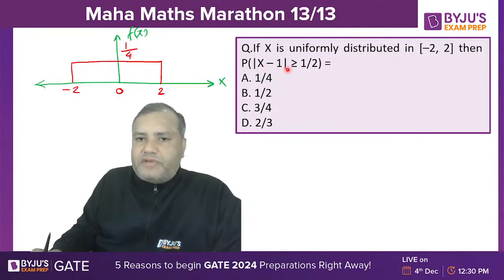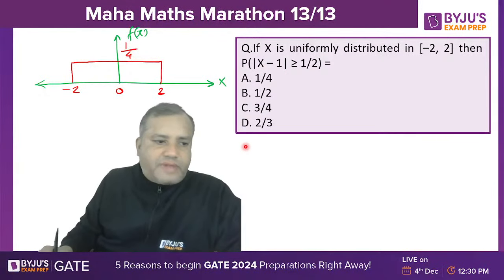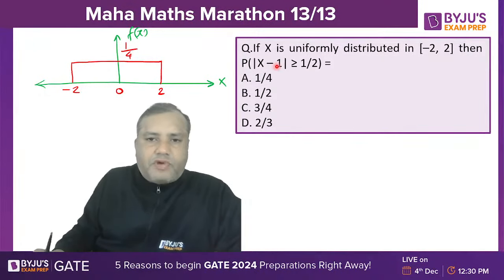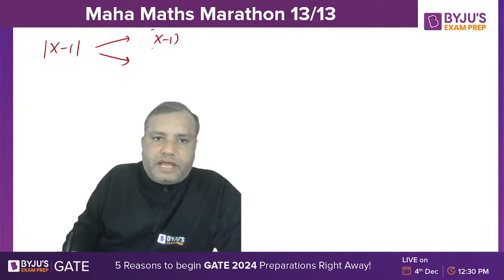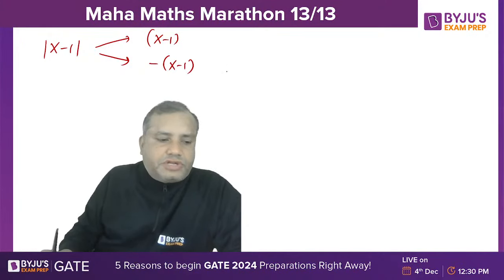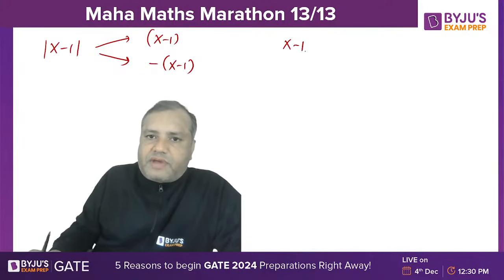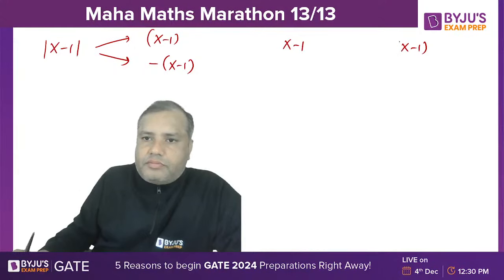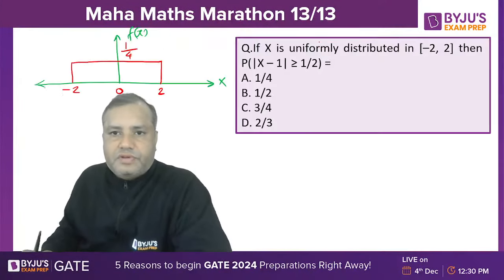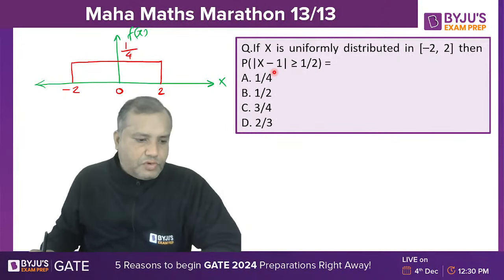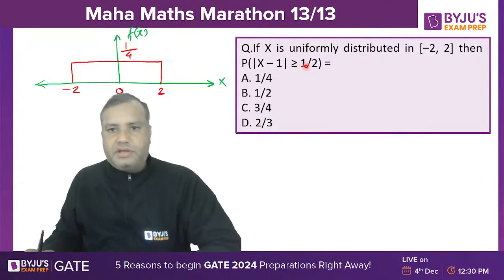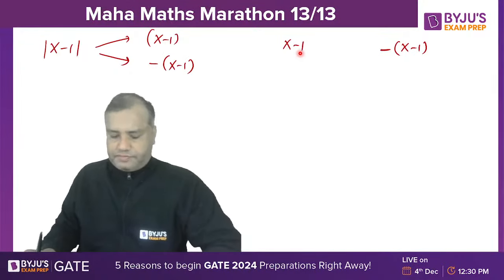Now students, we want the probability of mod of x minus 1 greater than or equal to 1 by 2. So let us understand the meaning of mod of x minus 1. It has got two values, once positive and once negative. So mod of x minus 1 has got two values, and both of these values are individually compared with the inequality greater than or equal to 1 by 2.